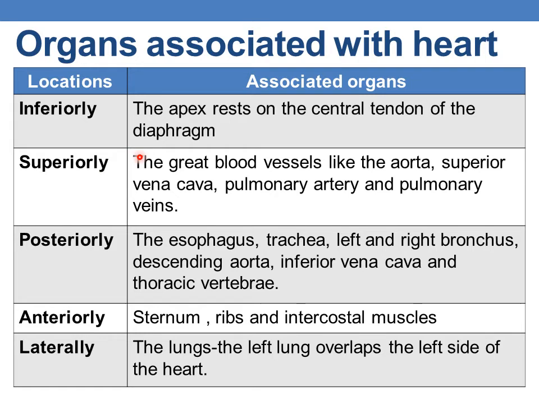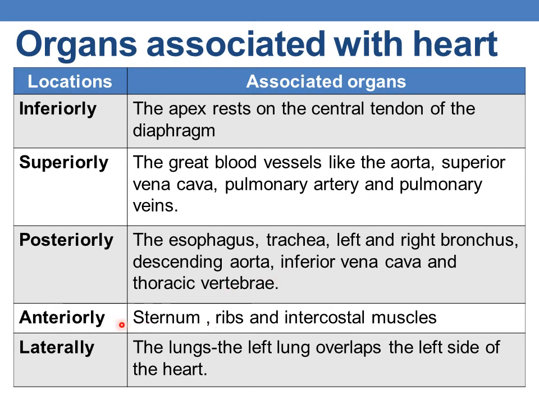Superiorly, the heart is surrounded by the great blood vessels like the aorta, superior vena cava, pulmonary artery and pulmonary veins. Posteriorly it is associated with the esophagus, trachea, left and right bronchus, descending aorta, inferior vena cava and thoracic vertebrae.